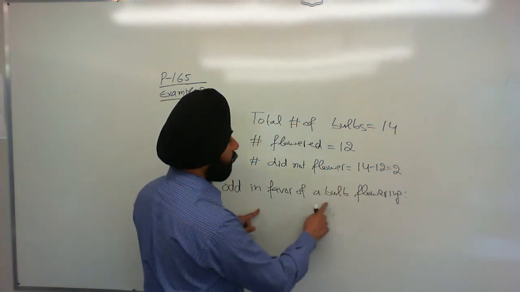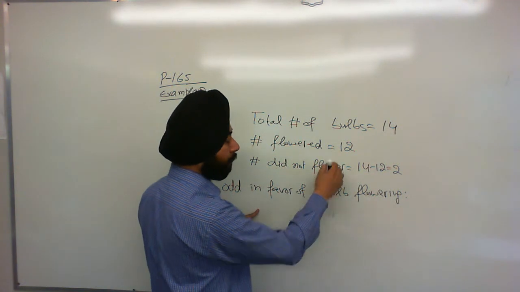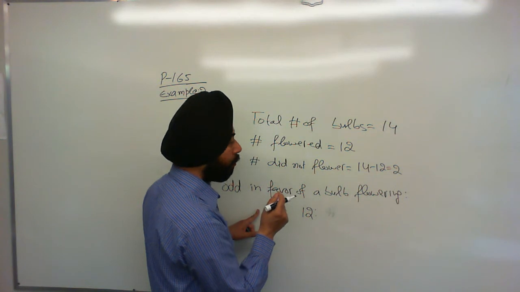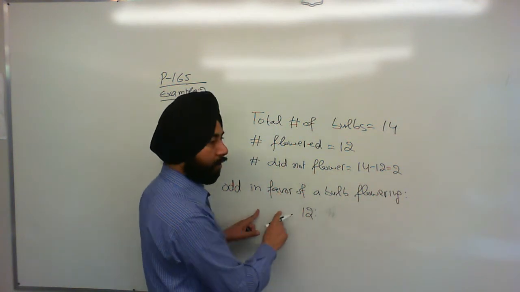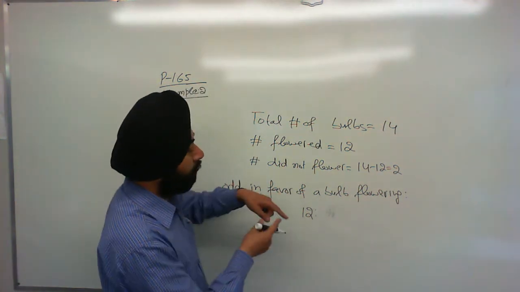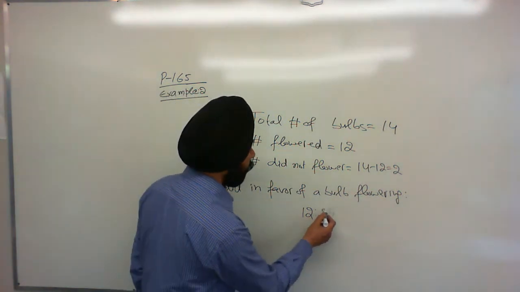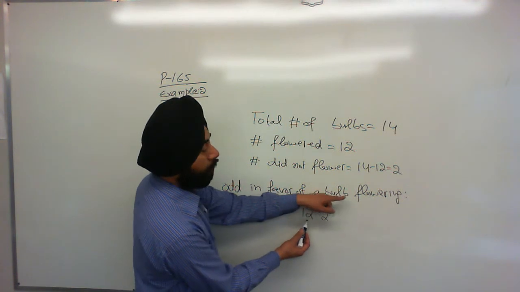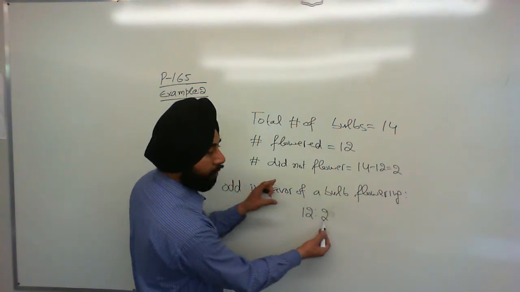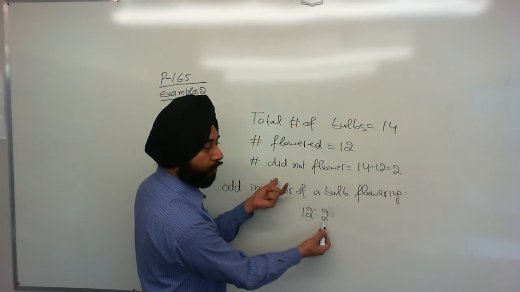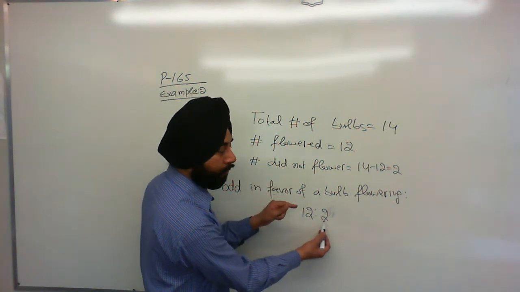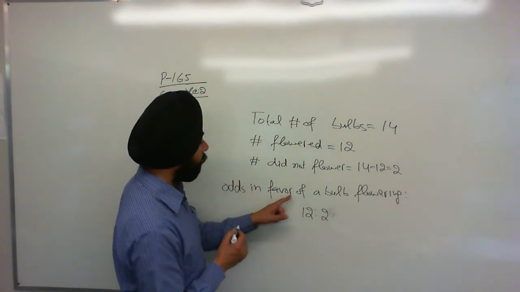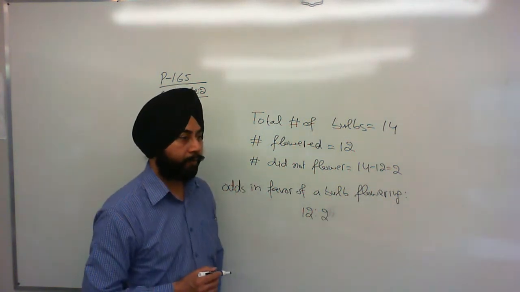How many bulbs flowered? 12. So we have to write 12, because 12 of them flowered. And how many did not flower? 2. So this is the number in favor of this event, bulb flowering. And the other number is against it, the number of bulbs that did not flower. This is 12 to 2. This is the odds in favor of a bulb flowering, right?